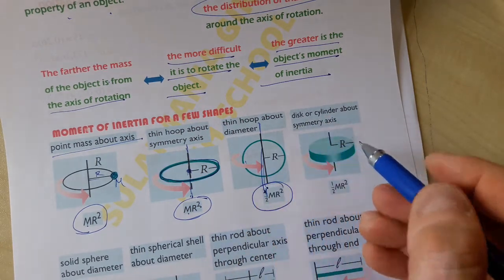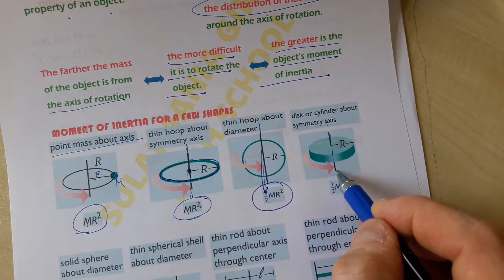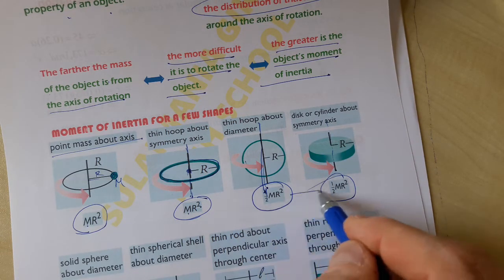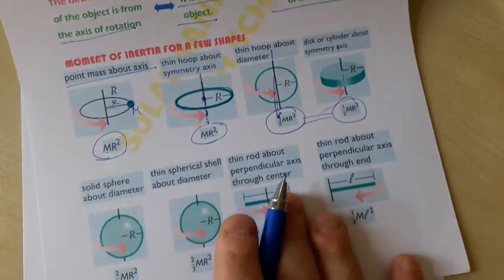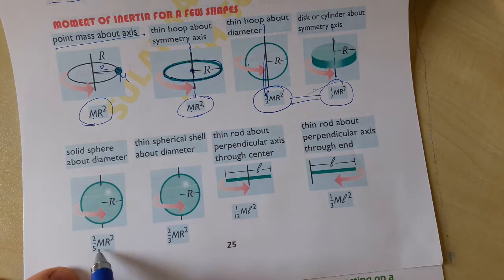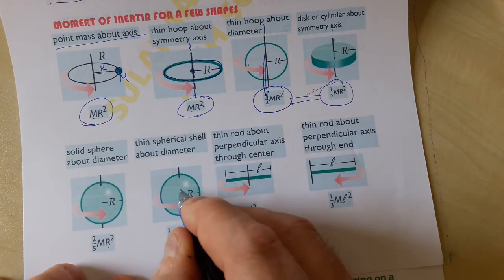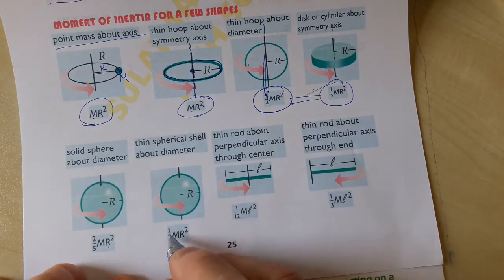For a disc or cylinder, the moment of inertia about the symmetry axis, which is the axis passing through the center, is 1/2 mr squared. It's equal to these two. Solid sphere about a diameter: its moment of inertia is 2/5 mr squared. M is the mass of the sphere, and R is the radius of the sphere. Spherical shell, like a basketball that is empty inside, about a diameter: its moment of inertia is 2/3 mr squared.